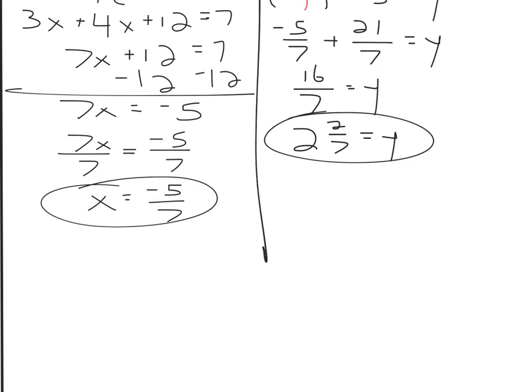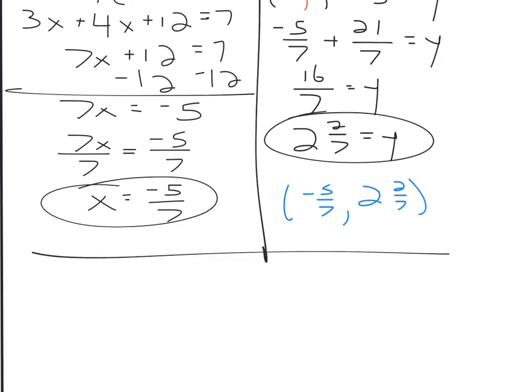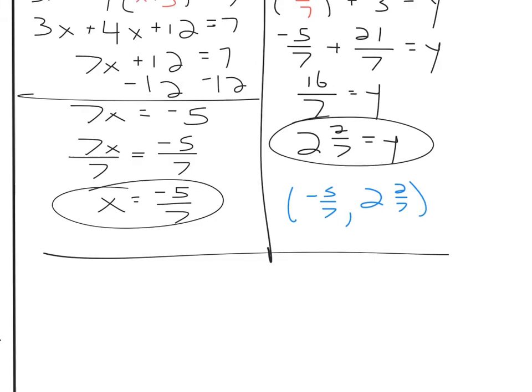And now I'm going to zoom back out here and say, okay, then let me write down the coordinates. We've got negative 5/7, comma, 2 and 2/7. Okay. And we do need to proof this. We need to just check and verify that that actually works out.